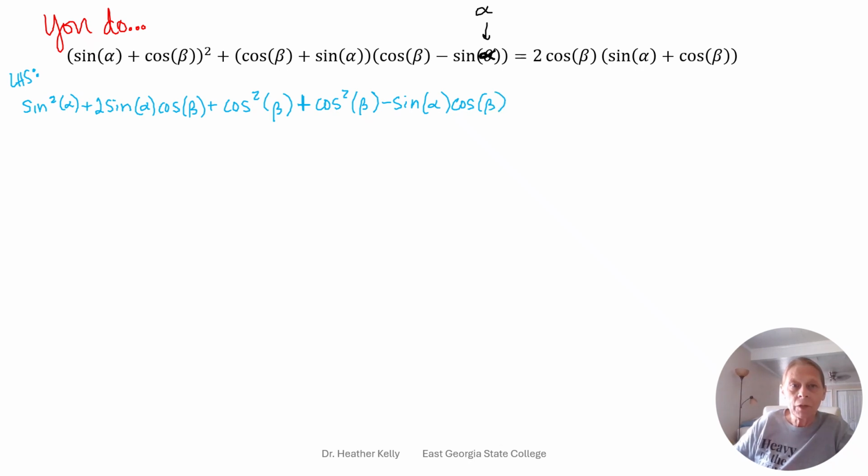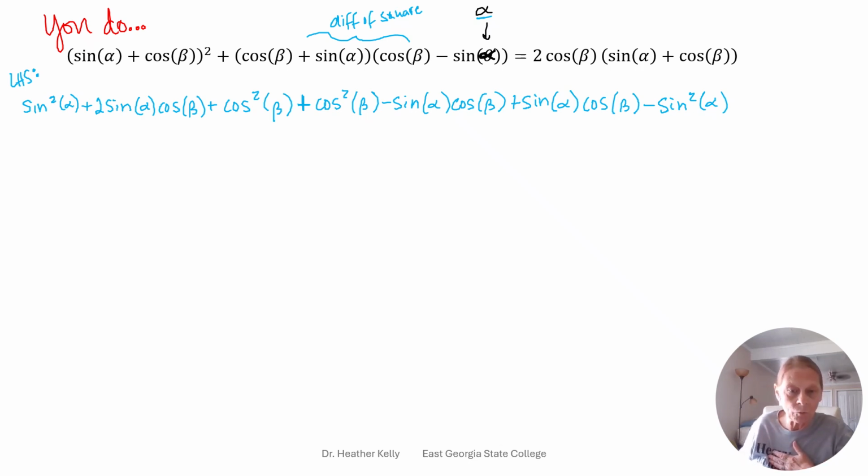Then we pick up there with the sine alpha, so we have a plus sine alpha cosine beta minus a sine alpha squared. Which, by the way, I could have recognized that this was the difference of squares, but I didn't because I got sidetracked by having that typo. But anyway, okay, here we are. We're back.